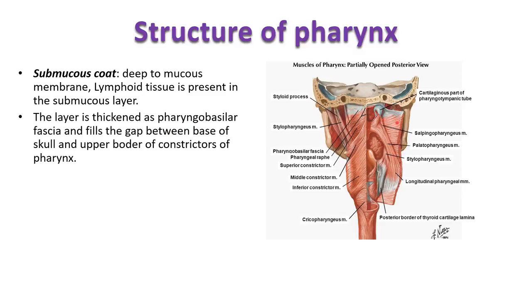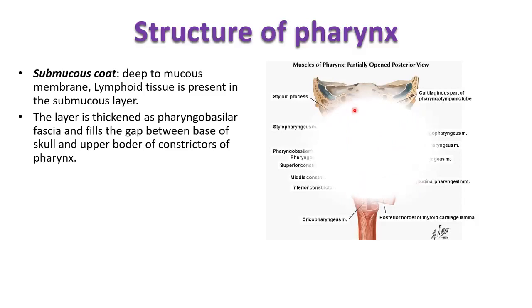Otherwise, it lines the internal aspect of the muscular layer of the pharynx, and is called the pharyngobasilar fascia. Here the upper border of the muscle is deficient. There is a gap between the uppermost border of the muscle and the base of the skull, and that part is filled by this thickening of the pharyngobasilar fascia. So it fills the gap between the upper border of the muscle and the base of the skull.